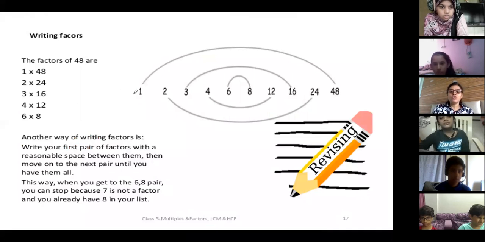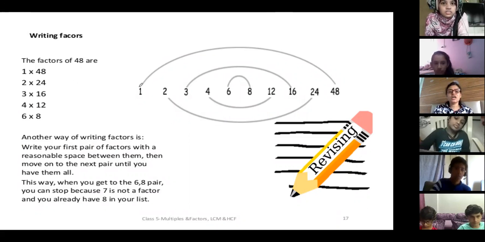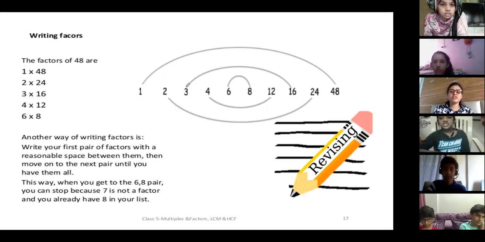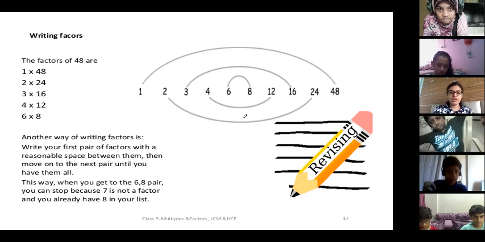Factors. So how do we find the factors? I told you how we find the factors. Suppose you need to find the factors of 48. You will start from 1 and 48. These are the first two factors that we write. Then we go to 2 and 24. So factor pairs, right? 3 and 16, 4 and 12, and 6 and 8. So this way we find all the factors.